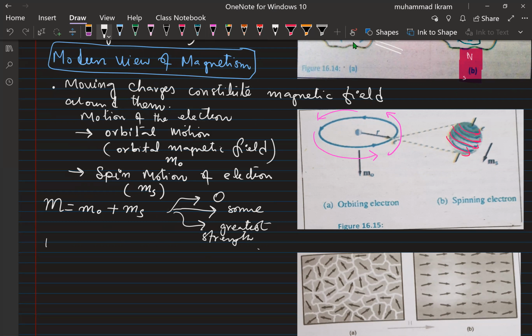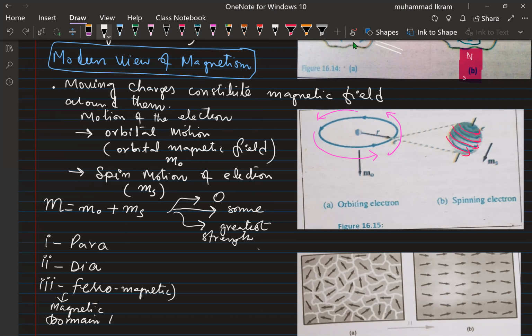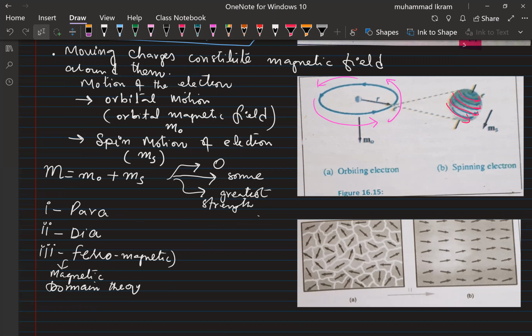Keeping these things in mind, we have the paramagnetic substances, the diamagnetic substances, and the ferromagnetic substances. The ferromagnetic substances can also be explained on the basis of the magnetic domain theory.